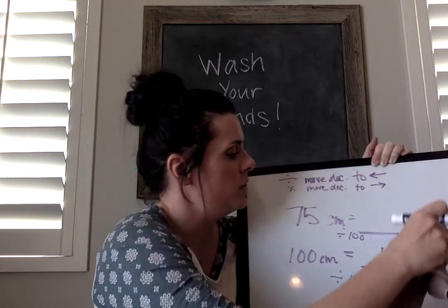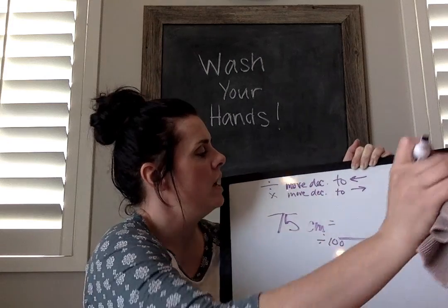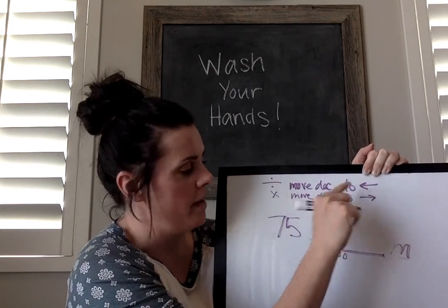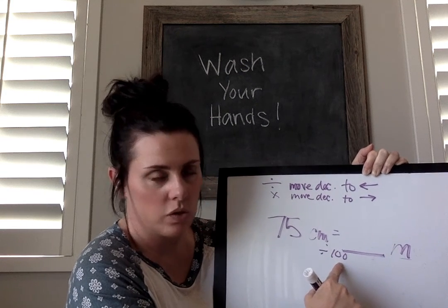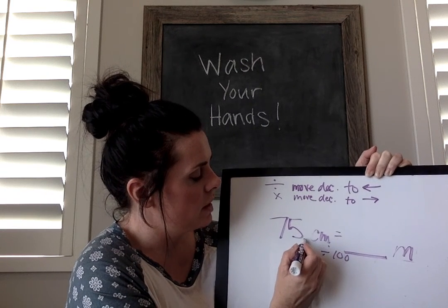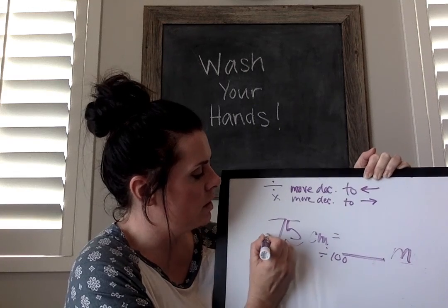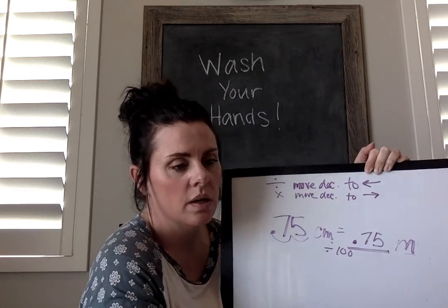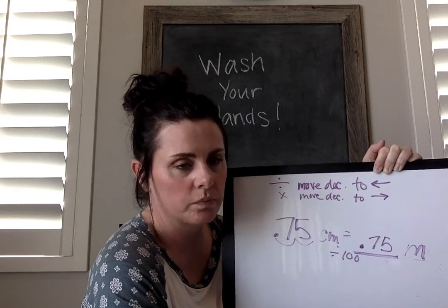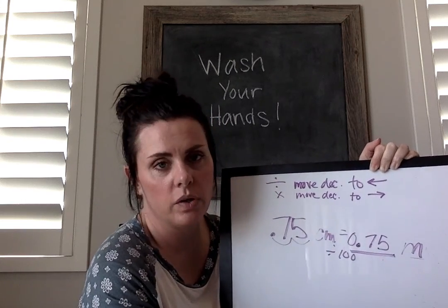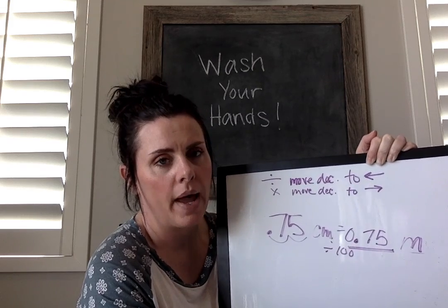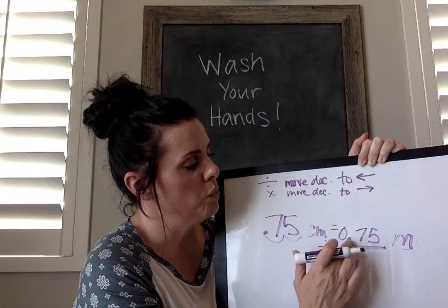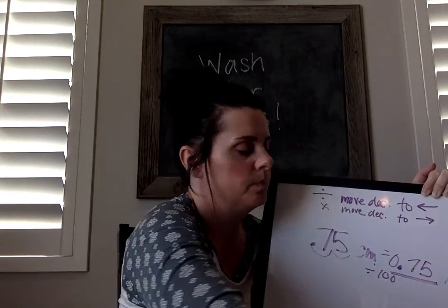Okay, so let me get rid of this part really fast. If I'm dividing by 100, I'm going to move my decimal to the left 2 times because there's 2 zeros. So here's this, and I'm going to go 1, 2. So my answer right here would be 75 hundredths meters. Actually, let me put my 0 right there. I've got to have good math manners. Okay, so this is our answer for number 1, 0.75, 75 hundredths meters.